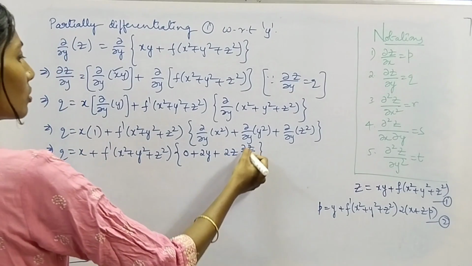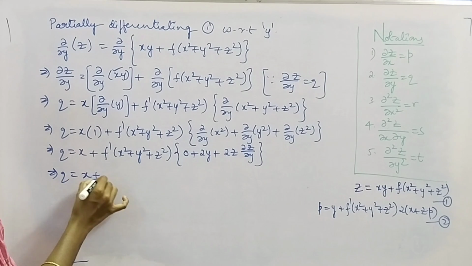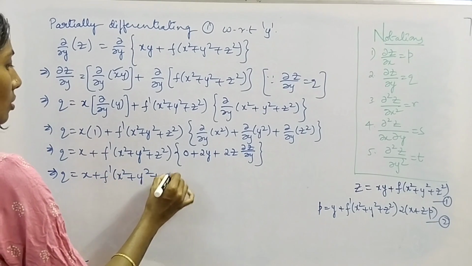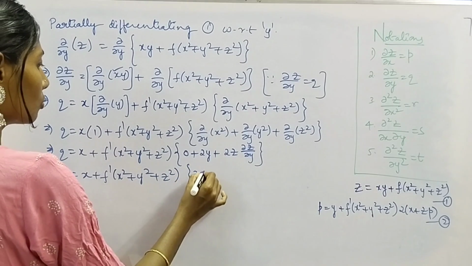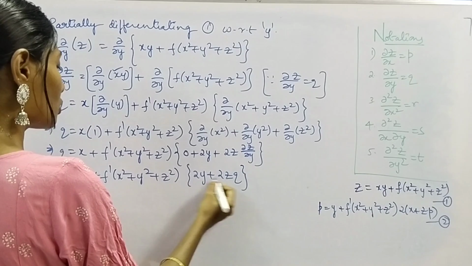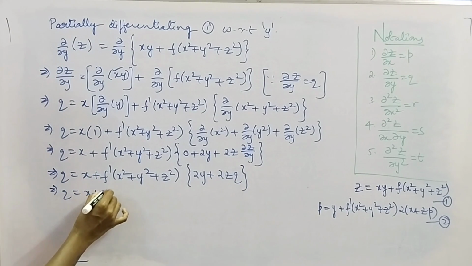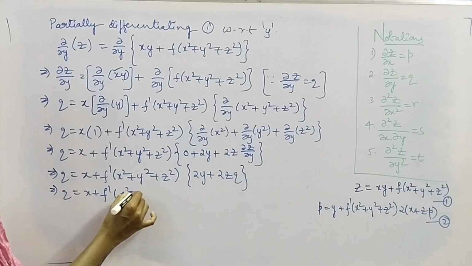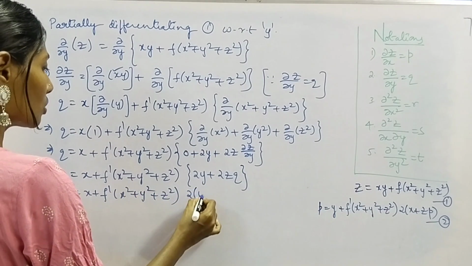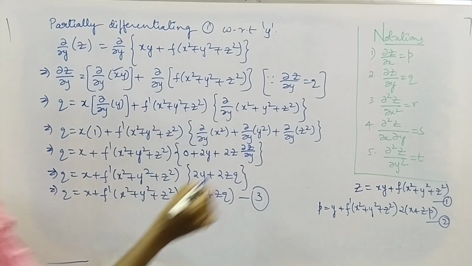Now just replace this dou z by dou y by q. We'll get q equal to x plus f dash of x square plus y square plus z square into 2y plus 2z into q. Just take 2 common from these two terms in the next step. We'll get q equal to x plus f dash of x square plus y square plus z square into 2 times y plus zq. Consider this as equation number 3.